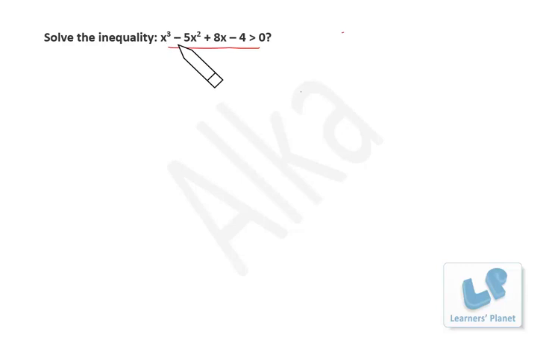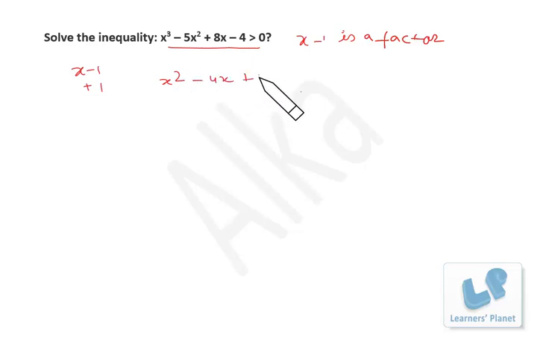Okay, so here 1 plus 8 is 9, and minus 5 and minus 4 is minus 9. So 9 minus 9 is 0. That means x minus 1 is a factor of this expression. So I can divide this by x minus 1. Here it is x square, 1 minus 5 is minus 4, minus 4 plus 8 is plus 4, and 4 minus 4 is 0. So this is x square minus 4x plus 4, which is x minus 2 whole square, and x minus 1.